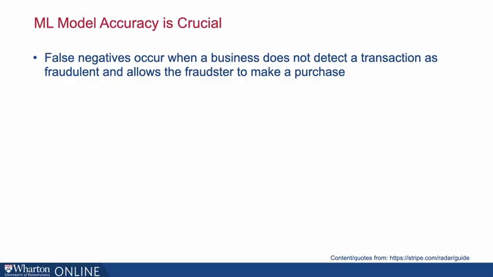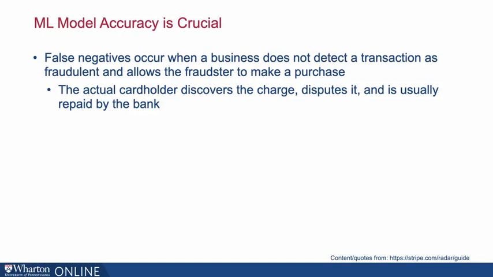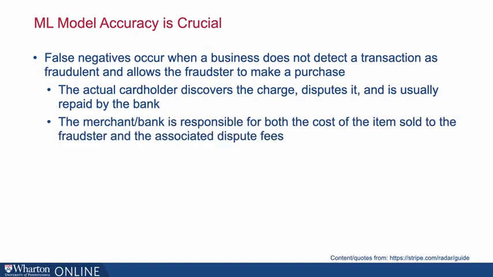Now, machine learning, when it's applied to fraud detection, is certainly very valuable. And the accuracy of these algorithms is extremely important because false positives or false negatives can be costly. Now, a false negative occurs when a business does not detect a transaction as fraudulent and it allows the fraudster to make the purchase. In this case, the actual cardholder discovers the charge, disputes it, and is perhaps repaid by the bank, but the merchant or the bank is responsible for the cost of the item sold to the fraudster, and therefore there is a loss to either one of them.